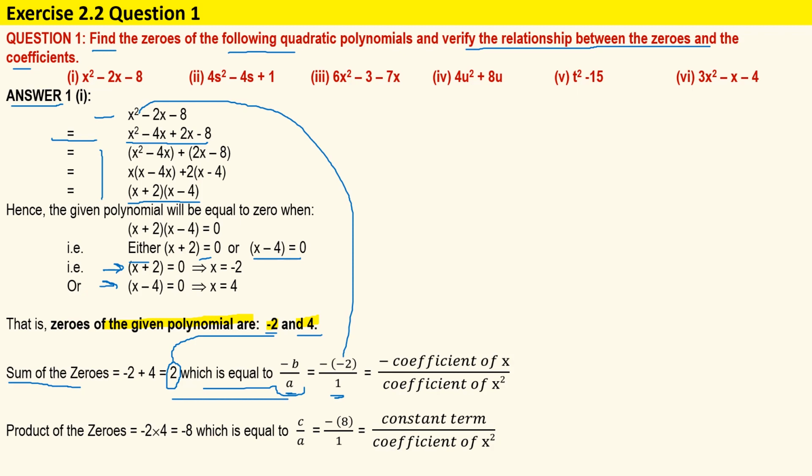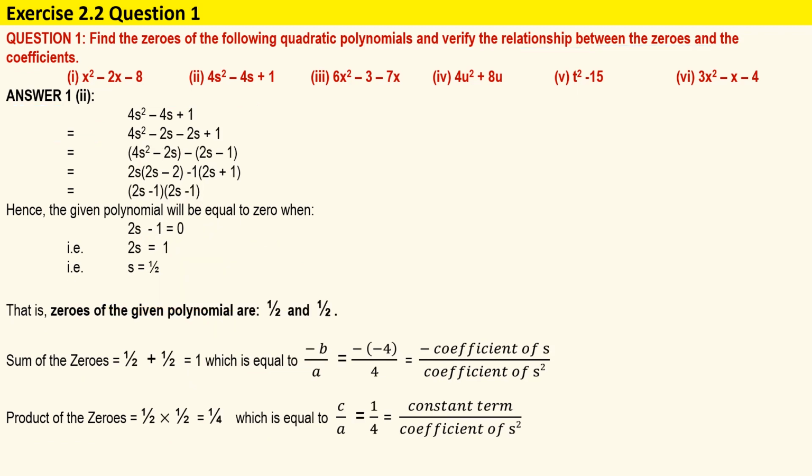Similarly, we see that the product of the zeros which we have found just now is equal to minus 2 into 4, and this gives us minus 8, and this minus 8 is indeed equal to c divided by a, because c divided by a is equal to minus 8 by 1, that is minus 8. Hence we have verified the relationship between coefficients and the zeros.